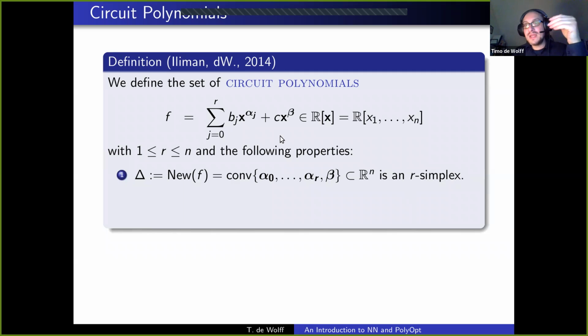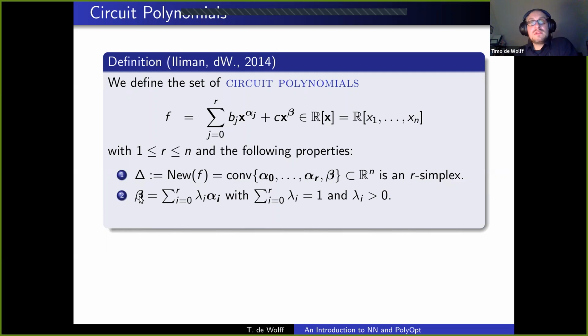And in terms of the support, I have just one term more beyond looking at something that is completely trivial. This one extra term should be the term with exponent beta, and the terms with exponents alpha 0 up to alpha r should be the vertices of this simplex, r plus 1 many. Okay, what about this beta? That's the second condition. I want that beta, this exponent, lives in the strict interior of the simplex. And here is a little bit of a fancy way of writing this, and you will see in the next slide why I'm writing it this way.